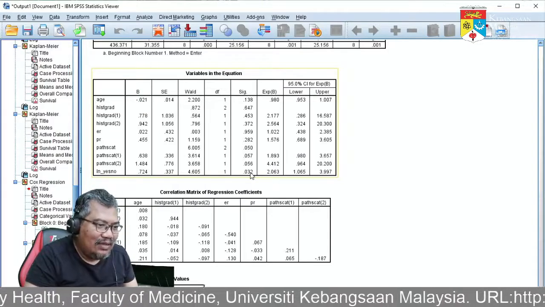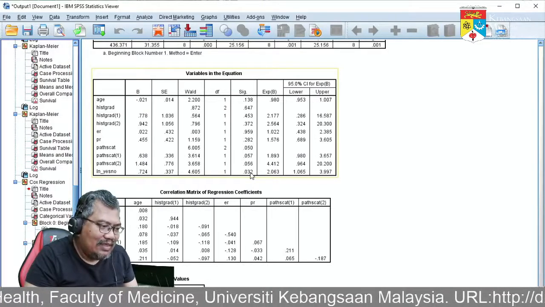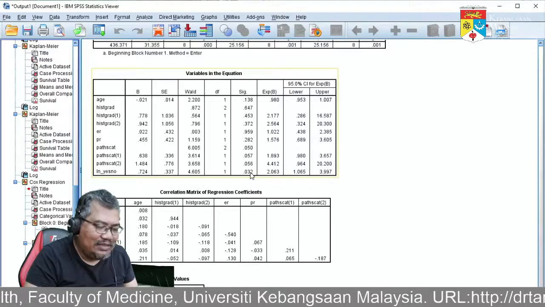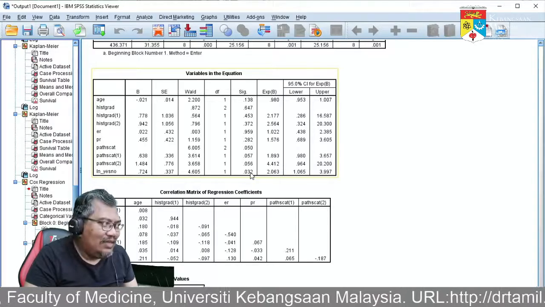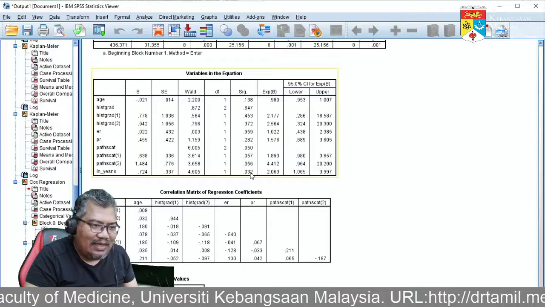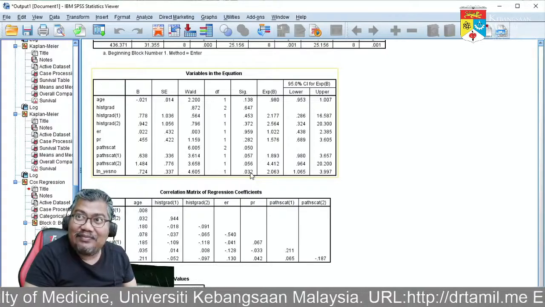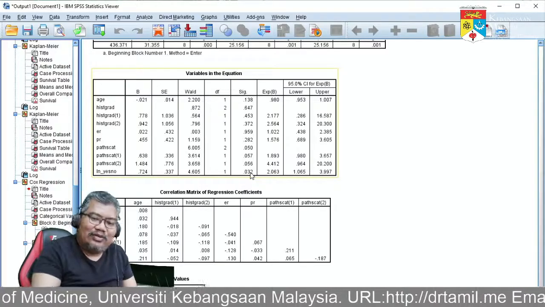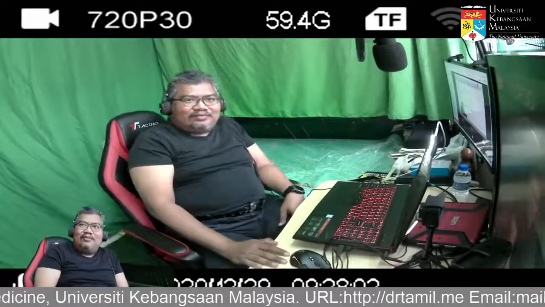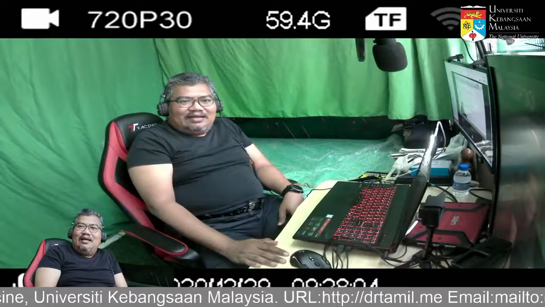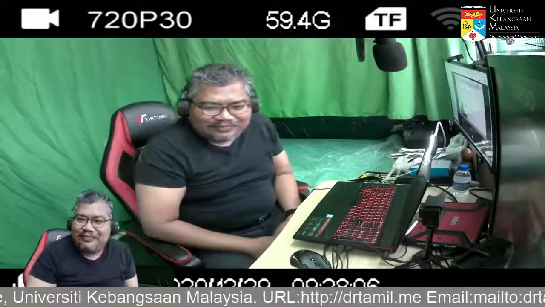So suddenly it is weird. Suddenly everything becomes useless. Only the presence or absence of lymph node has an effect on survival. Okay, so it is not good for you. Is there anything you can do about that?